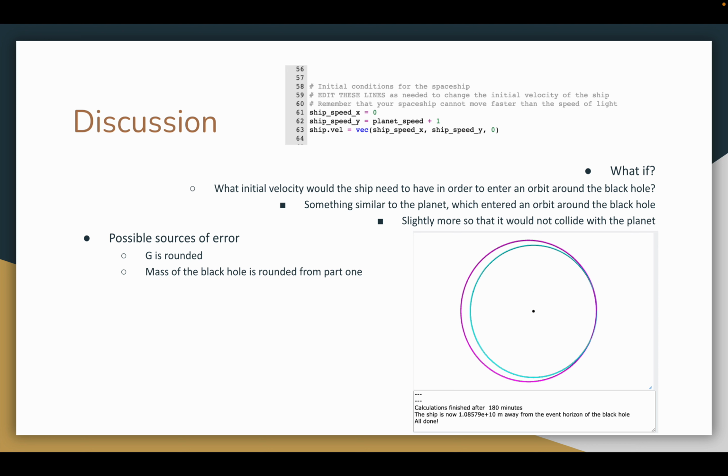The what-if: what initial velocity would the ship need in order to enter an orbit around the black hole, something similar to the planet, but slightly more so that it wouldn't collide with the planet. So we found that the planet speed plus 1 was sufficient for it to enter an orbit. Some possible sources of error in part 2 and the what-if are that G is rounded and the mass of the black hole is rounded from part 1.